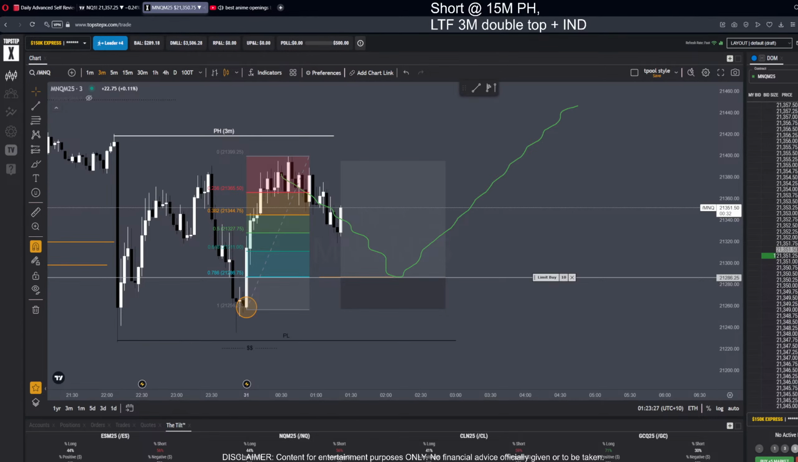Looks like price retraced off of the 50%, bounced off the 50% Fibonacci level.